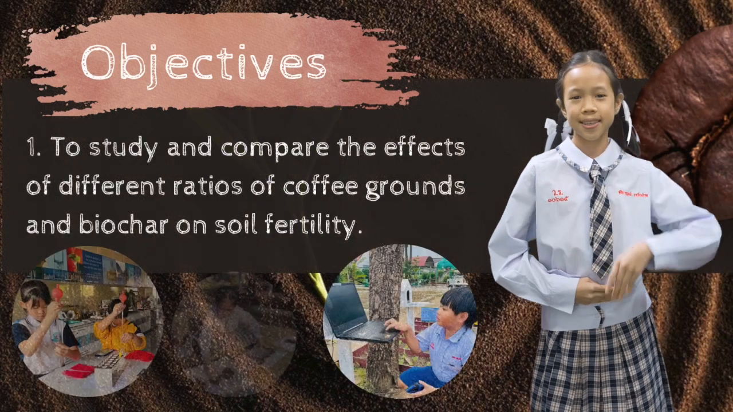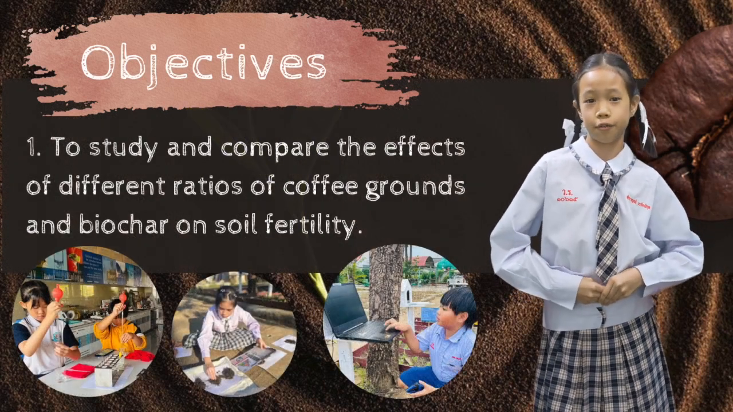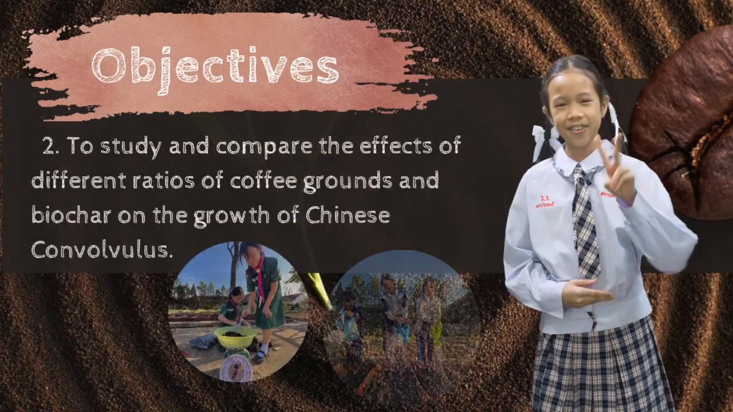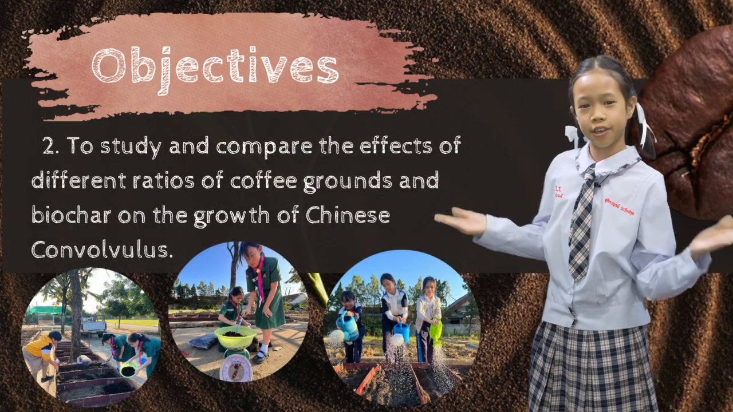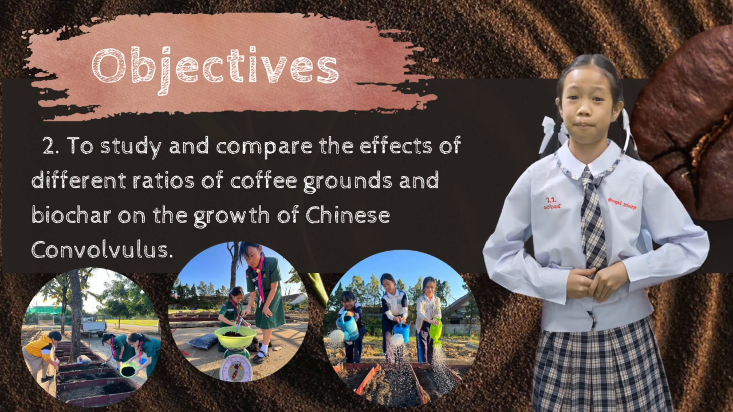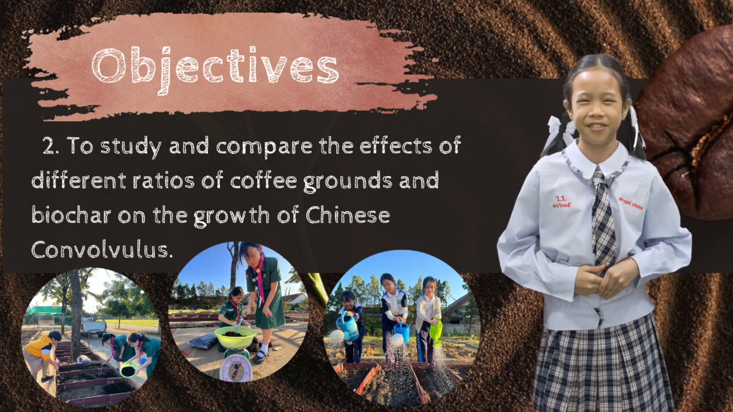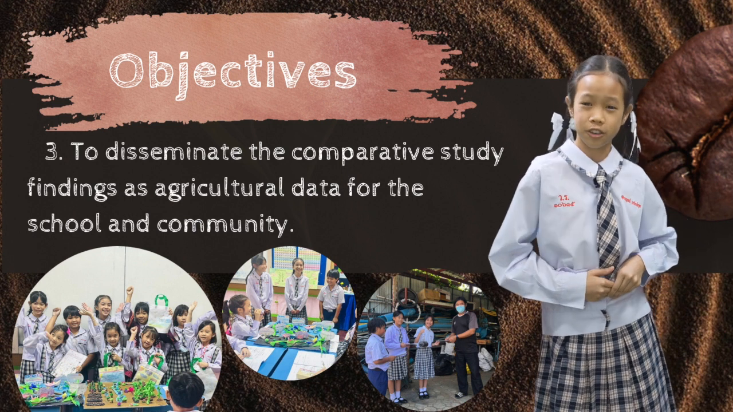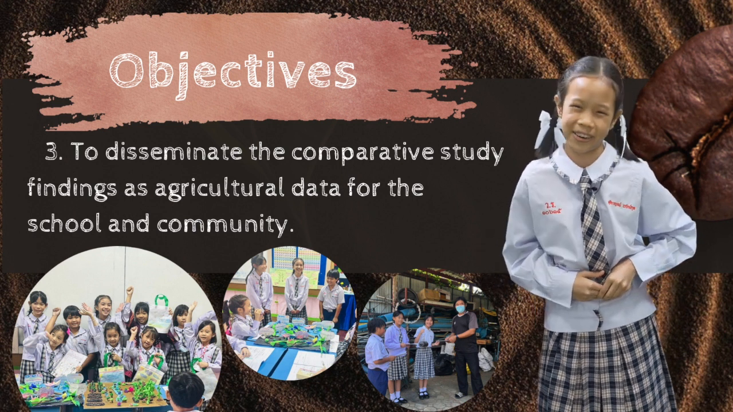Objective 1. To study and compare the effects of different ratios of coffee grounds and biochar on soil fertility. 2. To study and compare the effects of different ratios of coffee grounds and biochar on the growth of Chinese Convolvulus. 3. To disseminate the comparative study findings as agricultural data for the school and community.